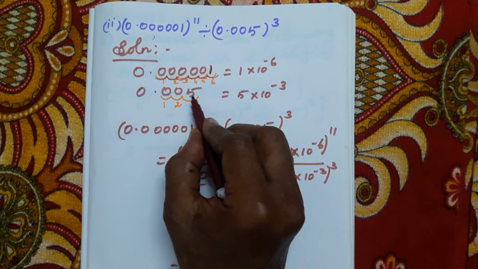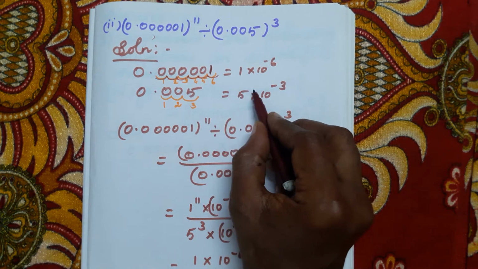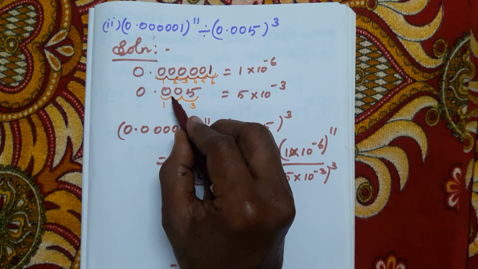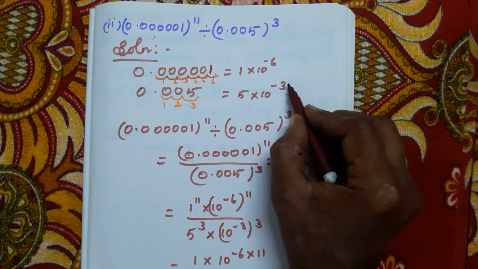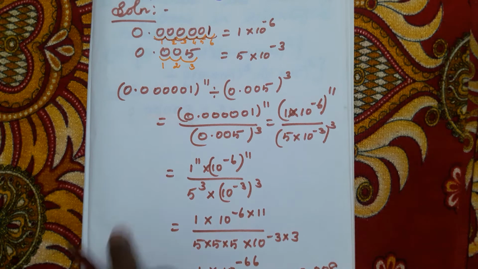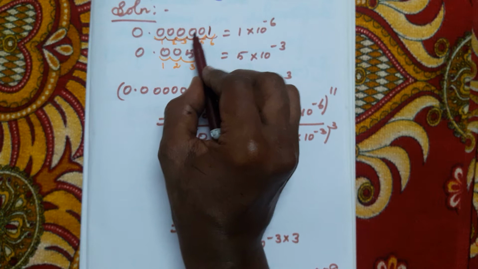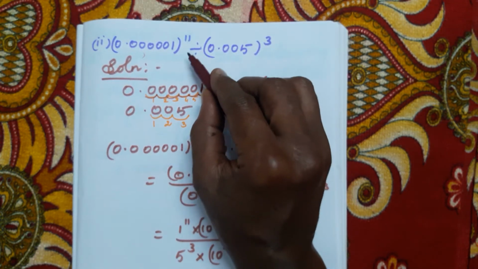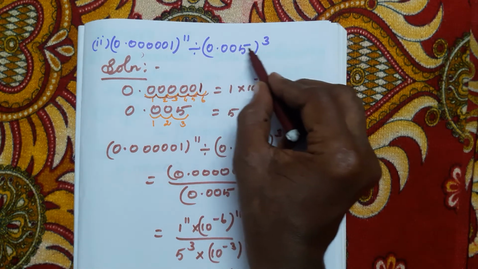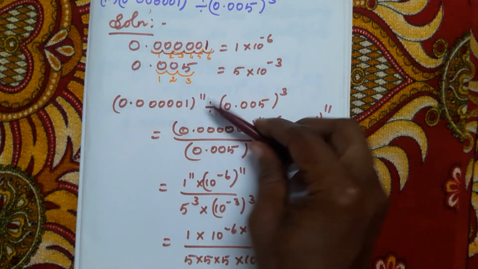Next, 0.005 is equal to 5 into. Okay, the non-zero number here is 5, so we have to write 5 into. How many places do we move the decimal point? 1, 2, 3. 3 places right, so we want to write 10 power minus 3. Next, we have to select this number: (0.000001) the whole power 11. The question has whole power 11, divided by (0.005) the whole cube. It is equal to this. We can write in this form also.